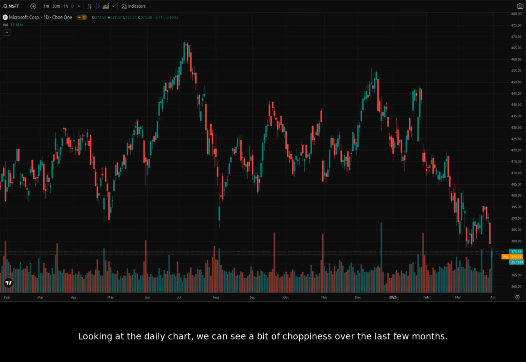Looking at the daily chart, we can see a bit of choppiness over the last few months. We saw a high in early July 2024 and then experienced a pullback through August, followed by a recovery. We will focus in on the March and April 2025 range for a closer look.